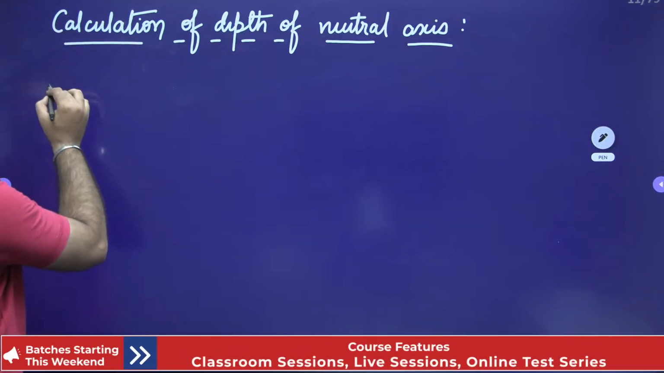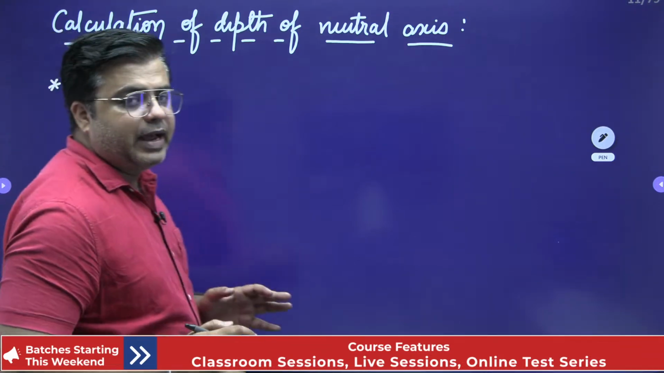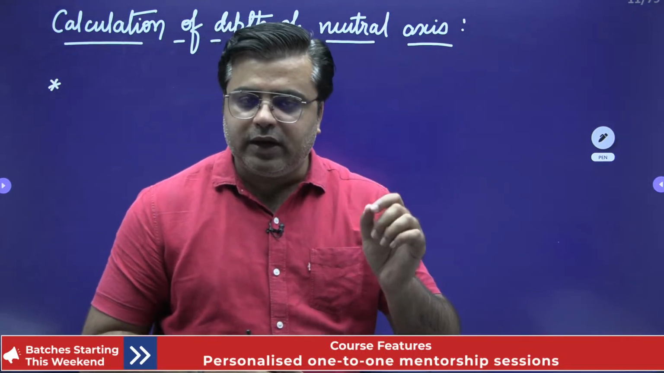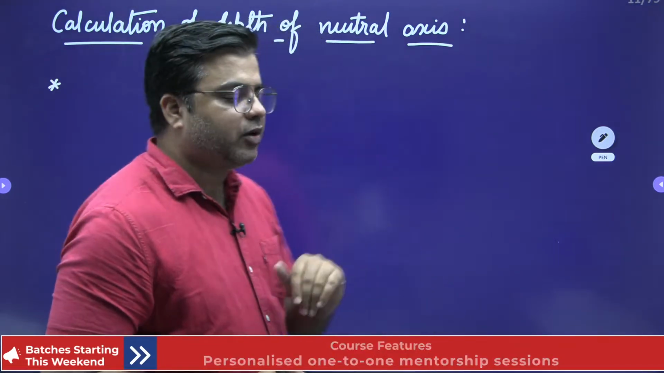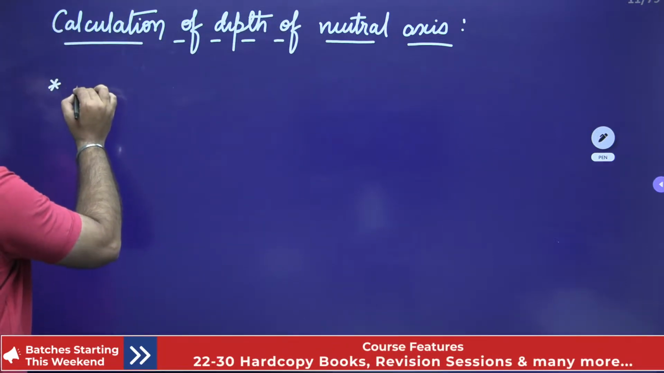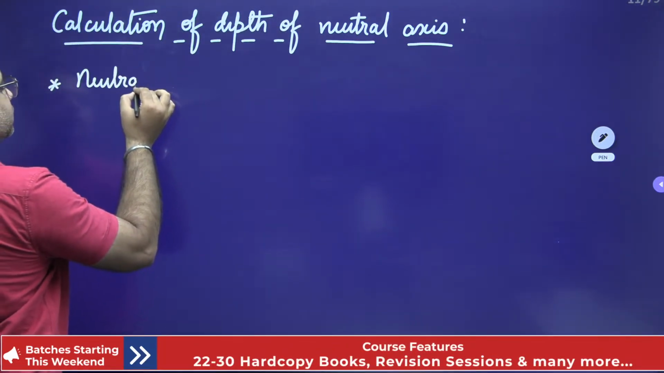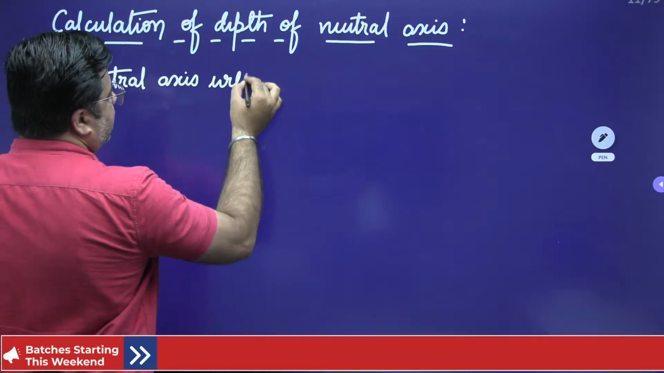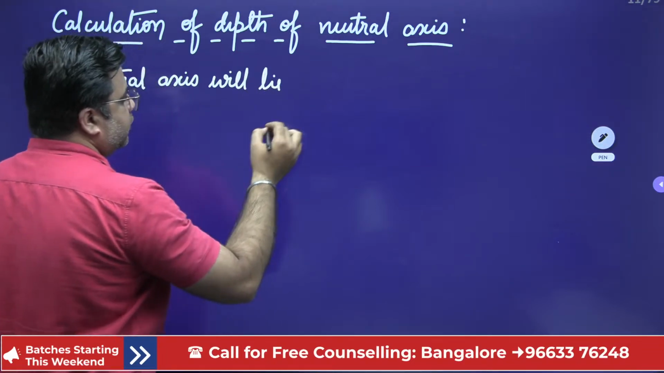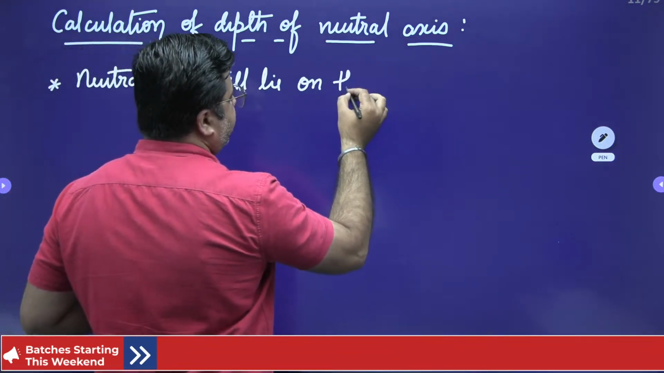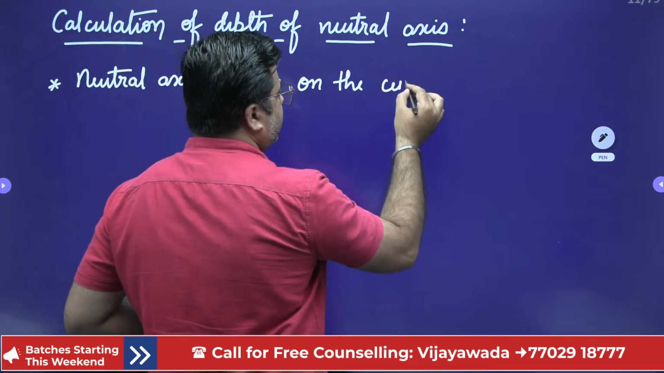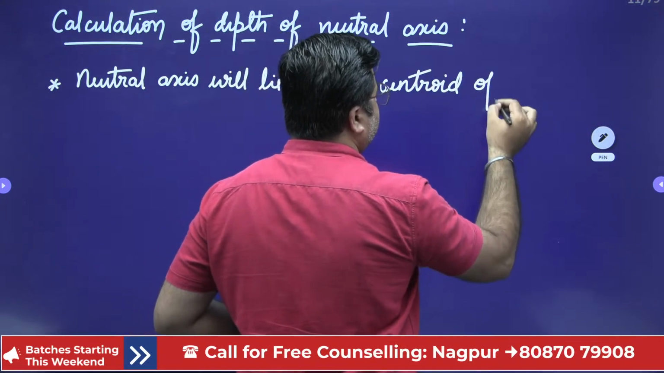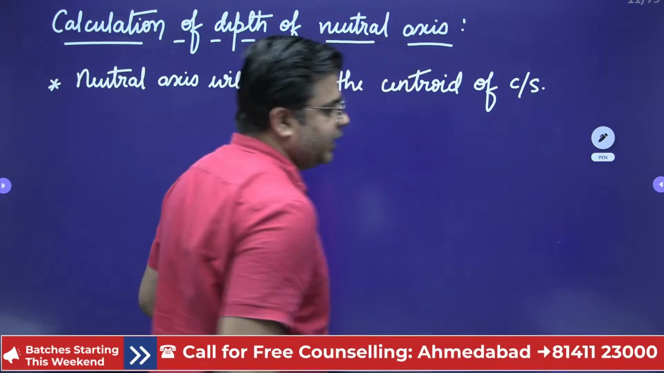So this neutral axis will always lie at the centroid of the cross section. As simple as that. Neutral axis will always lie on the centroid of the cross section, as simple as that.